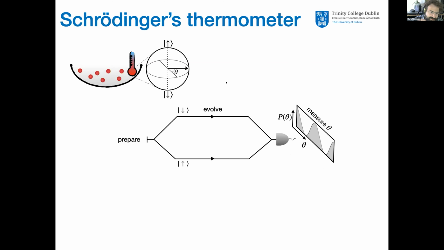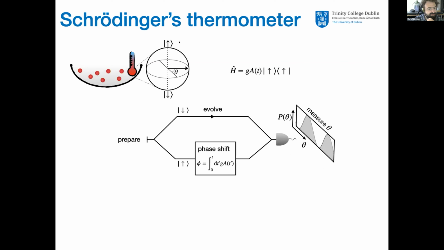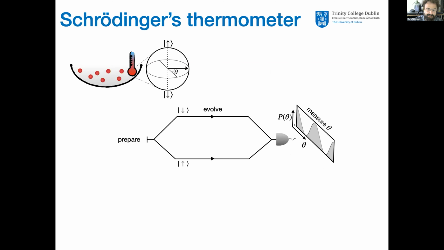Okay, so now to measure something of the environment of this qubit, we assume that one of its energy levels has an energy that depends on some property of the environment, this A of T, okay? And this is going to introduce a phase shift into one arm of the interferometer, okay? And a phase shift in terms of the interference pattern just shifts it along the screen, okay? So that's just what I'm showing you here. You get a phase shift, and this is depending on some property of the environment.